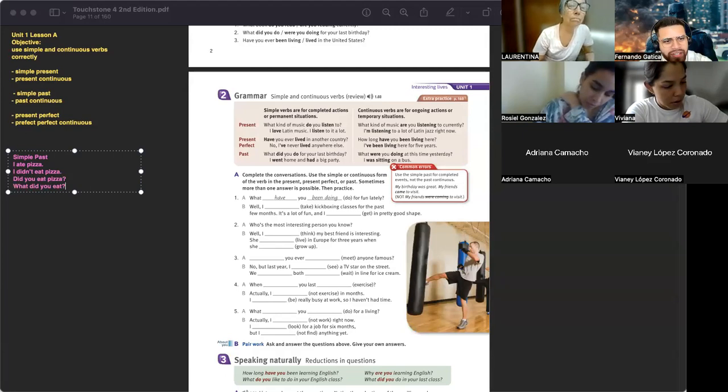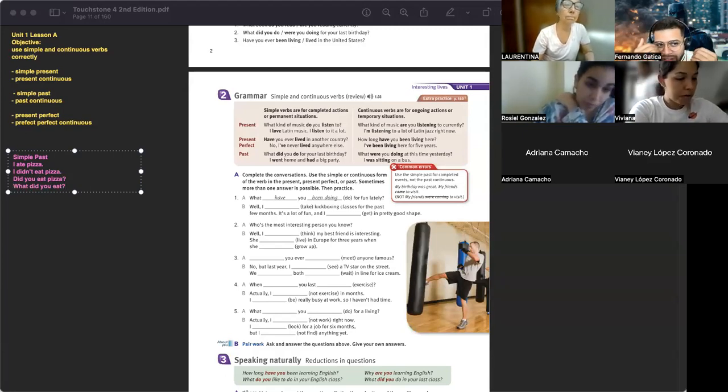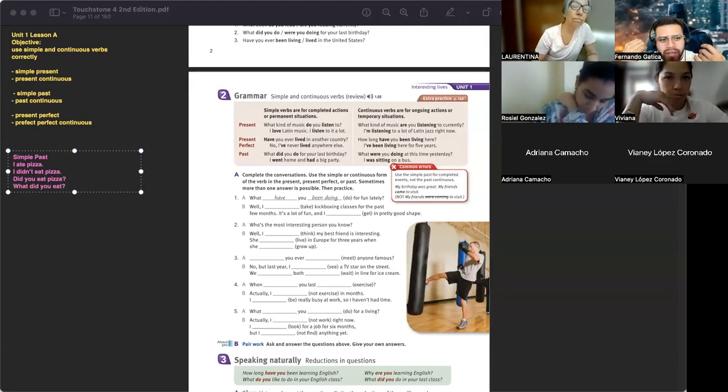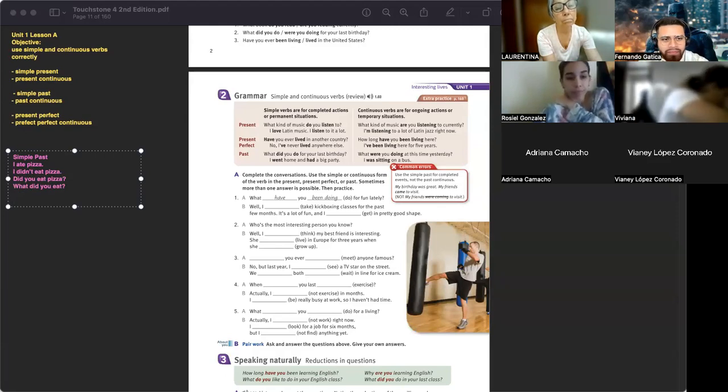Those are like the base structures. And that's it. You can use did with everything. You can use didn't with everything. And you can use the verb in the past with everything. Easy peasy lemon squeezy.